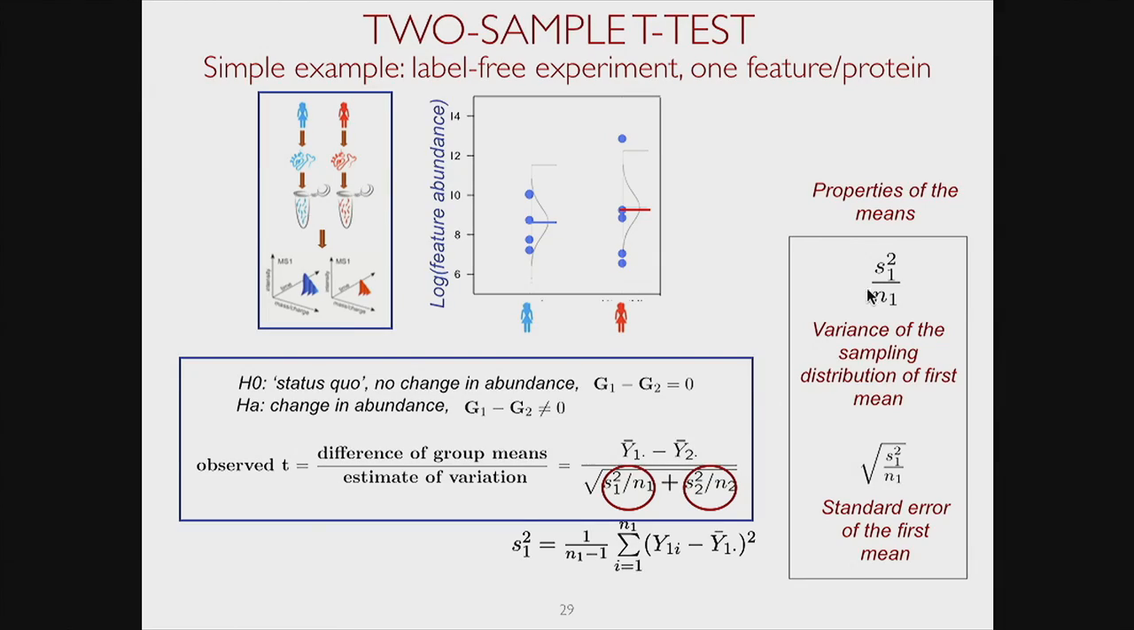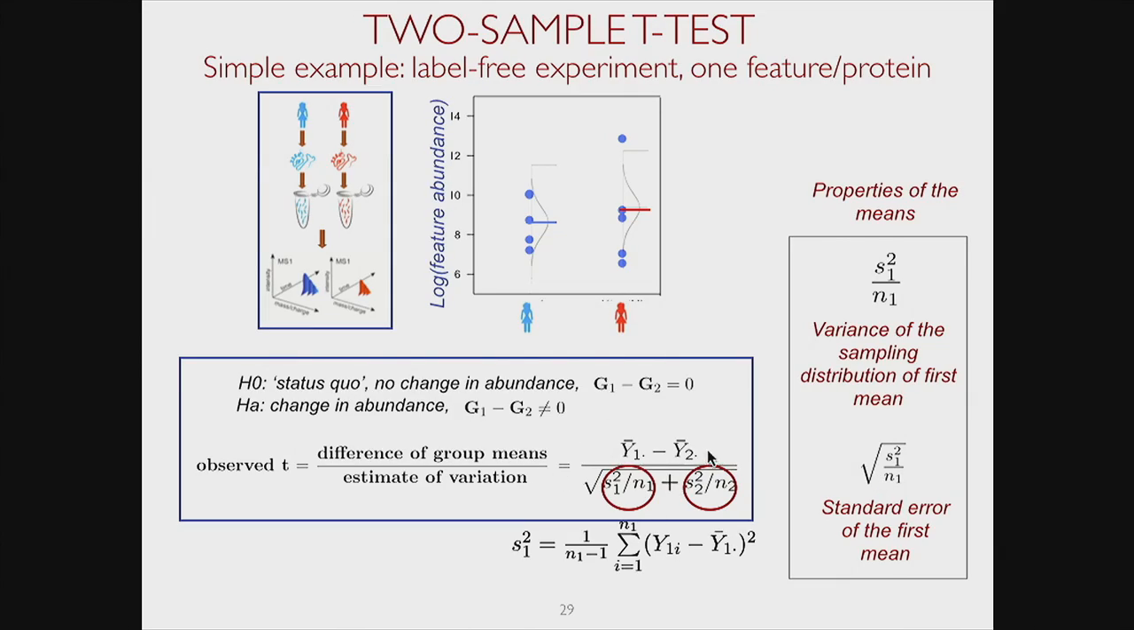Okay, so this variance in the group divided by the number of replicates, this is the variance of the mean of the first group, right? And the same here, this is the variance of the mean of the second group. Now, if we take the square root of this, this will be the standard error. So it just takes us from the square scale to the original scale. This is the measure of uncertainty associated with the individual mean.